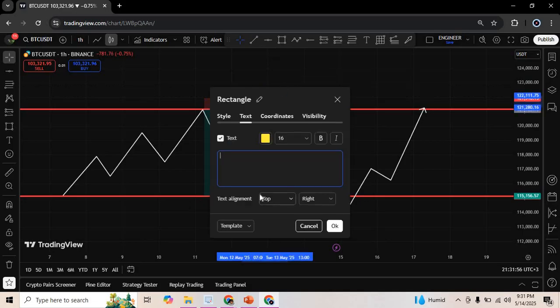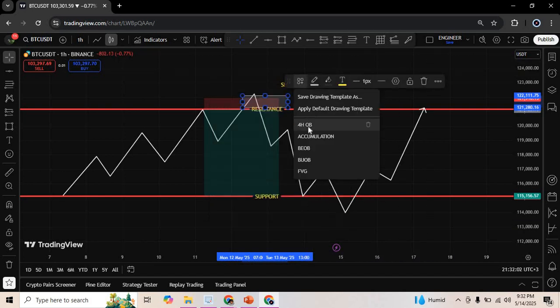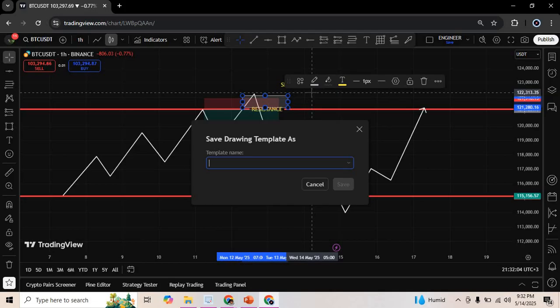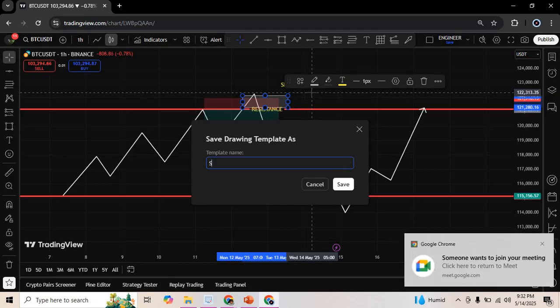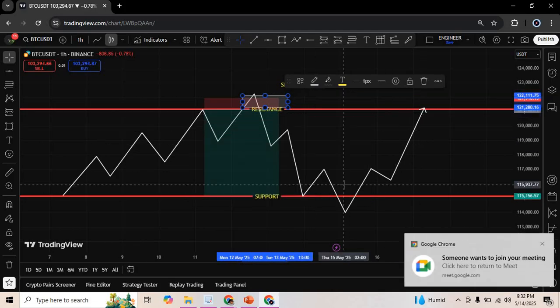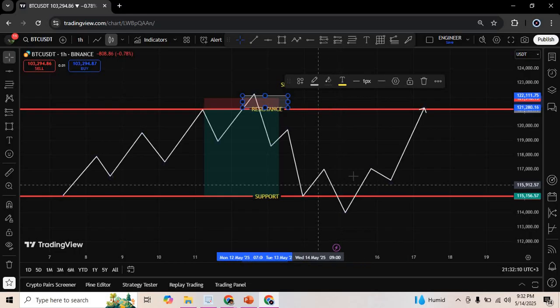Let me name it a stop hunt, an SH. You can call it just an SH. Let me save it to make it easier when I'm drawing again. SH, like that. A stop hunt from that juncture.